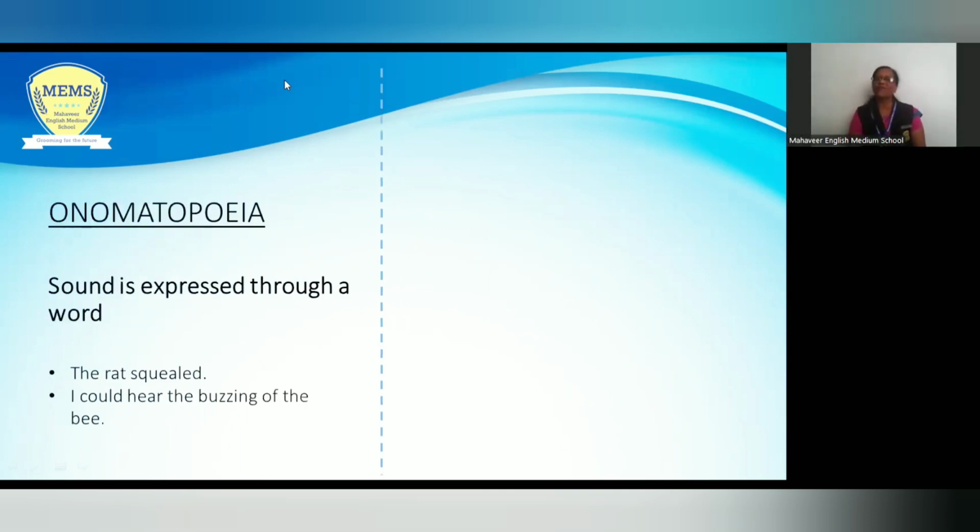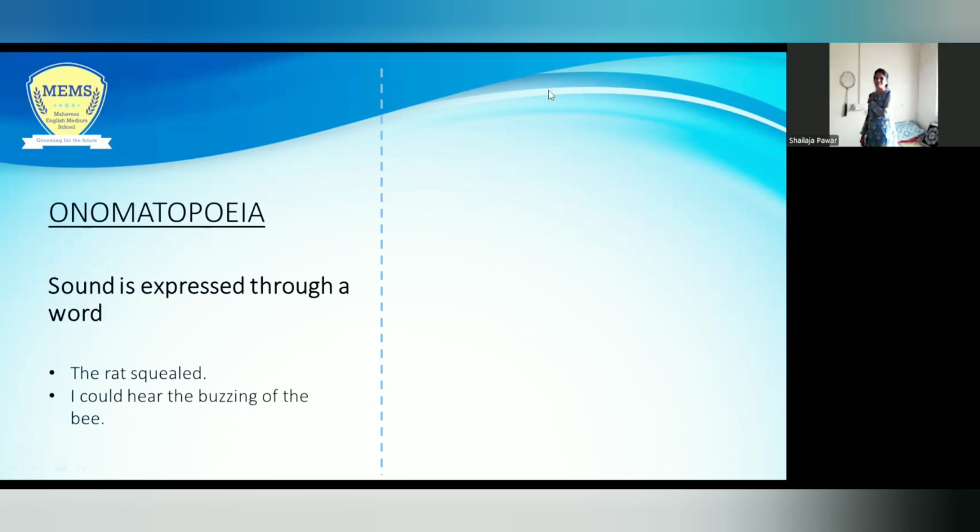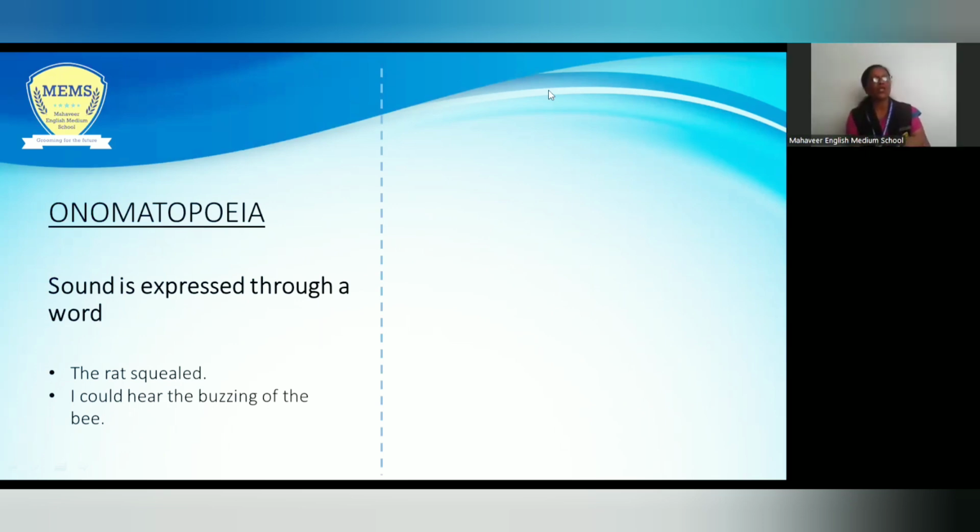Onomatopoeia. This is one of my children's favorite figures of speech. Look at the spelling. Teach the spelling in a manner where the children will recall it immediately when they are writing the exams. Why is it onomatopoeia? Because the sound is expressed through a given word.